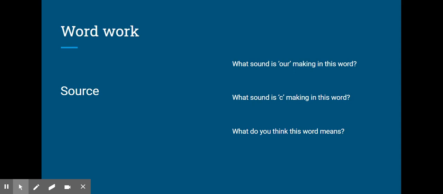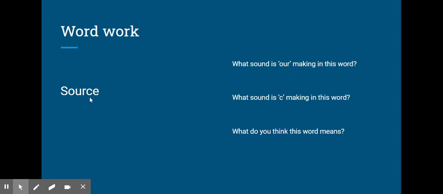So our word for today is the word source. Say the word source with me. Source. Anyone know what those vowels O-U-R right there together are making in this word? It's kind of making an or sound. And usually when we look at O-U-R we think of the word hour, but it's not hour, it's source.